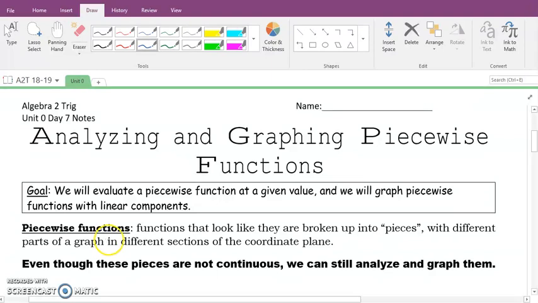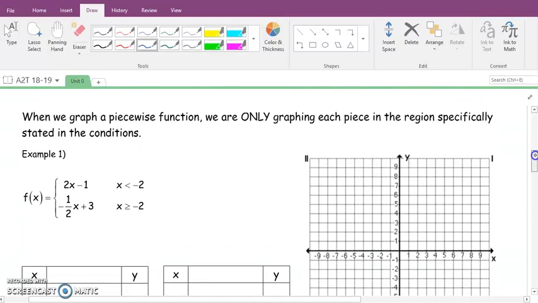Today we're going to be talking about analyzing and graphing piecewise functions. Now remember, a piecewise function is a function that looks like it's broken up into different pieces, with different parts of the graph in different sections of the coordinate plane. For example, we could have one equation that applies to these x values, and a different equation that applies to these other x values. Even though these pieces aren't continuous, we can still analyze and graph them, so it's important that we know how to do that.